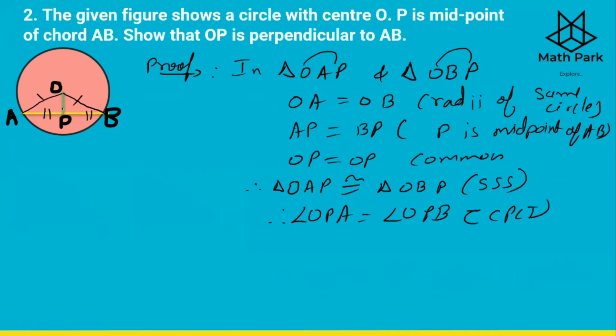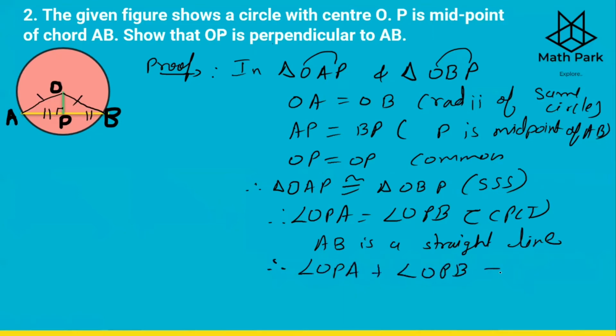You have to prove OP perpendicular. For that, you have to prove this is a right angle. Okay, now we know that AB is a straight line. So if AB is a straight line, it adds up to 180 degrees. So angles on the straight line are 180 degrees. Therefore, you have angle OPA plus angle OPB is equal to 180 degrees. But we have OPA and OPB equal. So in place of OPB, I can write OPA again.